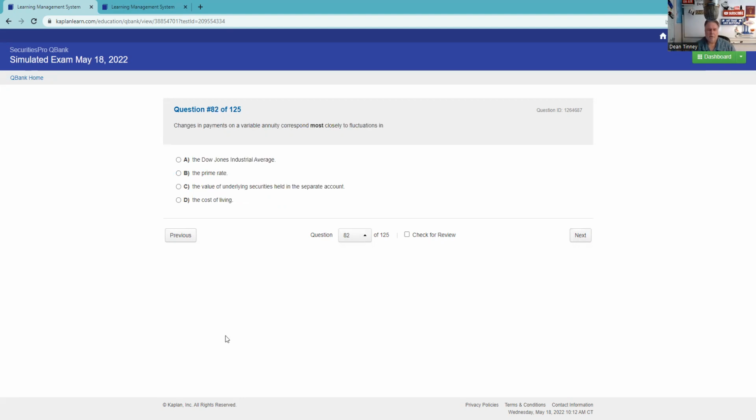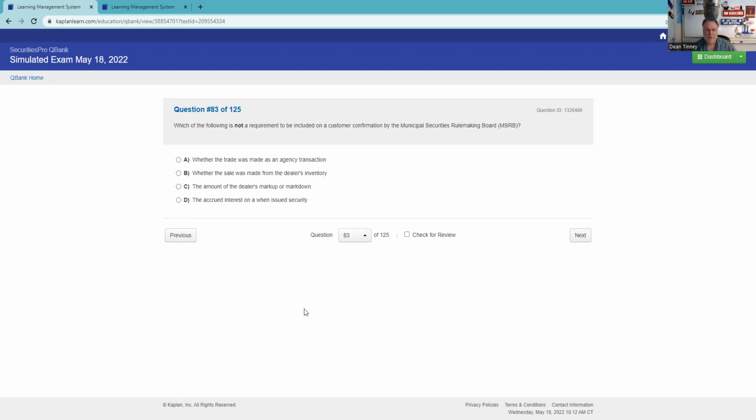Changes in payments on a variable annuity correspond most closely to... I'm looking for, by the way, the assumed interest rate, but I don't have that. And so the closest thing to the assumed interest rate would be the value of the securities in a separate account, since it moves based on that. So I'm going to go for C. I'm looking for an answer that's not there. When you're looking for answers that aren't there, you've got to say, okay, what answer is closest to what I'm thinking? I'll go for C.